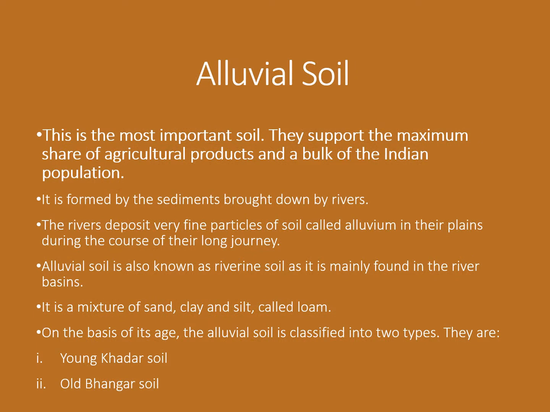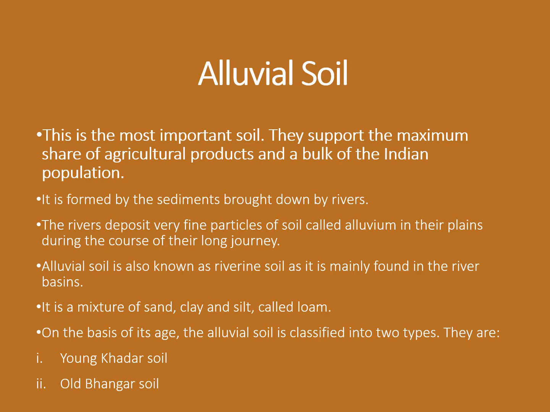Let's start with alluvial soil. This is the most important soil. They support the maximum share of agricultural products and a bulk of the Indian population. These soils are formed by the sediments brought down by rivers. They are also rich in chemical ingredients. The rivers deposit very fine particles of soil called alluvium in their plains during the course of their long journey.